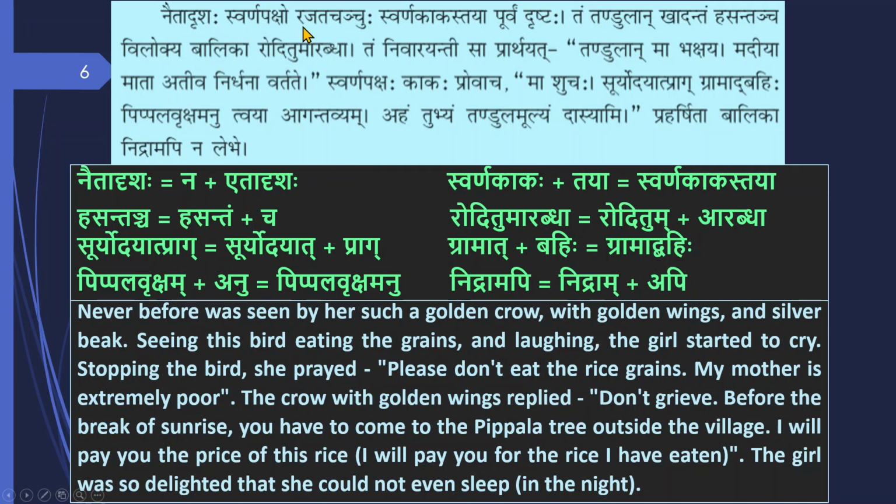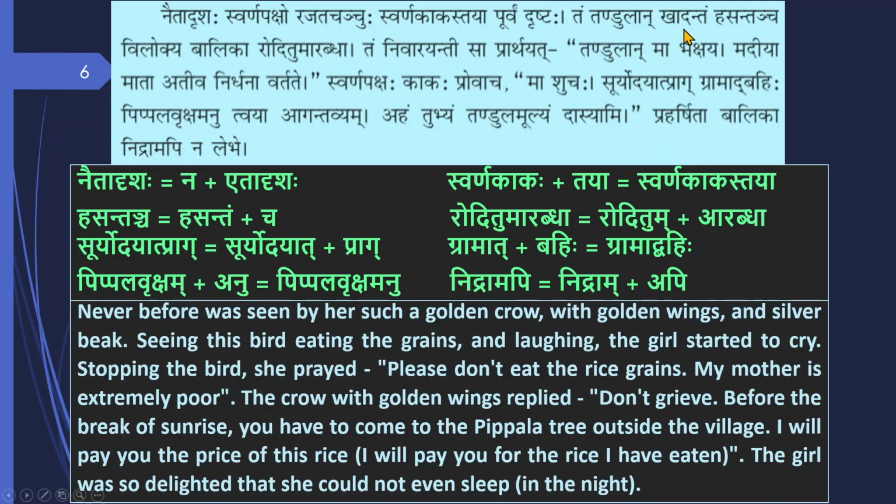Naitadrishaha Swarnapaksho Rajata Chanchuhu Swarna Kakah Taya Purvam Drishtaha. Naitadrishaha is na plus etadrishaha. Swarna Kakastaya is Swarna Kakah plus Taya. Never before was seen by her such a golden crow with golden wings. Swarna Paksha is golden wings. Rajata Chanchu is a silver beak.